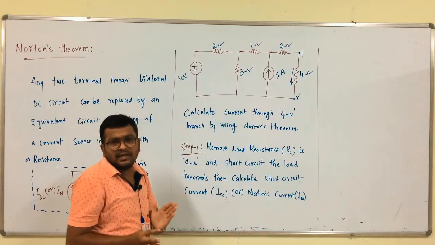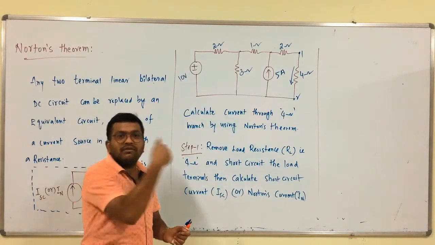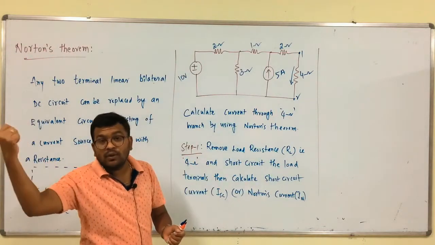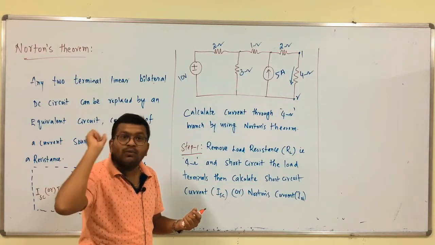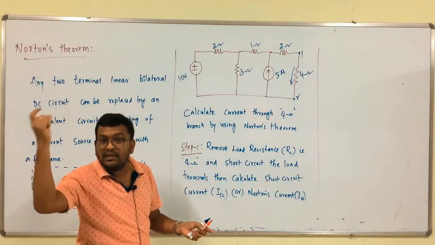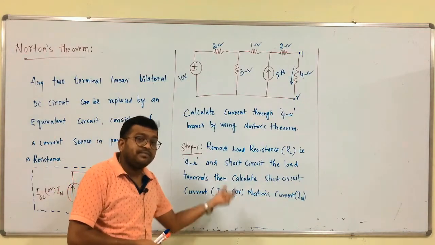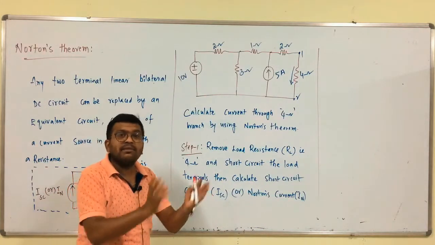So, there are a lot of similarities between Thevenin's and Norton's theorem. There we have voltage, here we have current; there we have open circuit, here we have short circuit; there we have to calculate open circuit voltage, here we have to calculate short circuit current. That voltage is nothing but Thevenin's voltage, here it is Norton's current. So, like this we have to compare Thevenin's theorem and Norton's theorem.